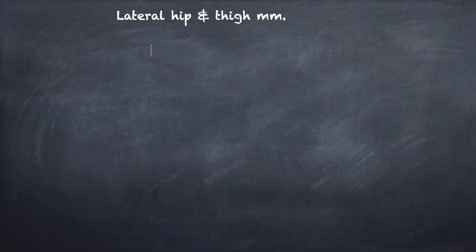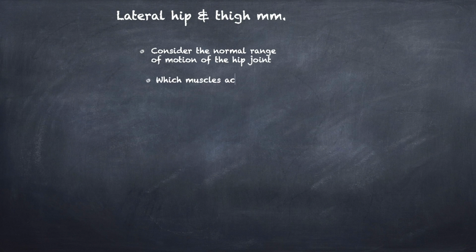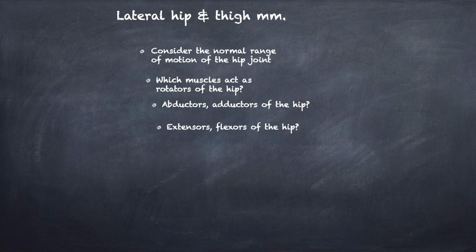Lateral hip and thigh muscles need to consider the normal range of motion of the hip joint. Okay, it's got a lot of actions, remember. We need to think about which muscles act to rotate the hip, which are abductors versus adductors of the hip, extensors versus flexors. Where are they going to be located? Some of these muscles also act on the stifle, extensors versus flexors down there.